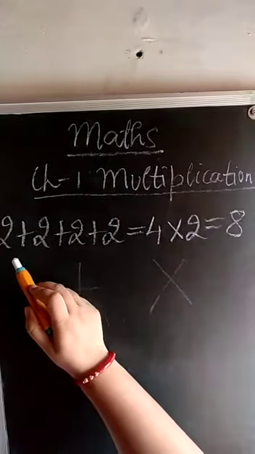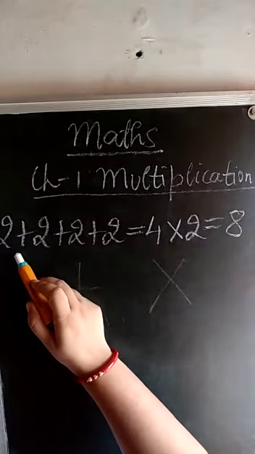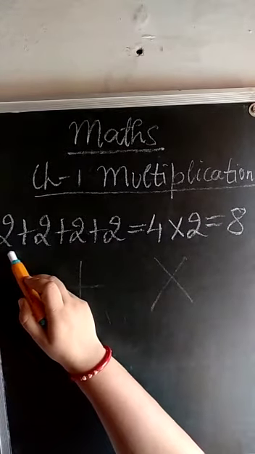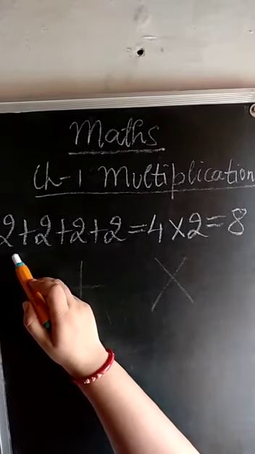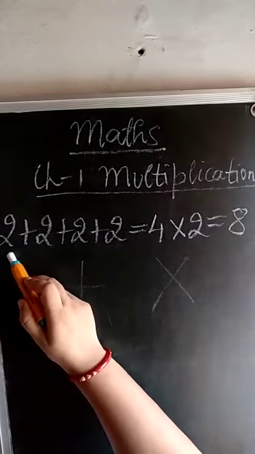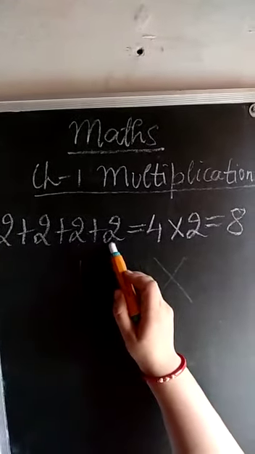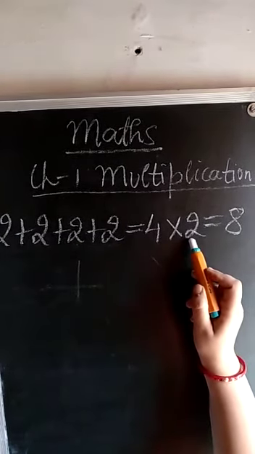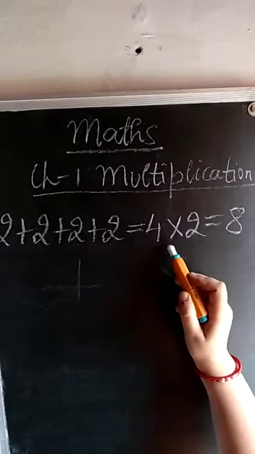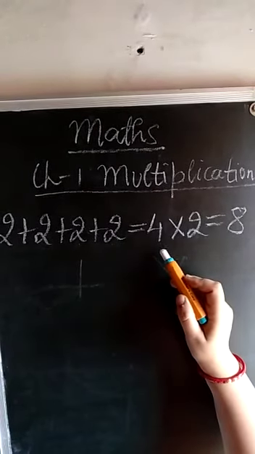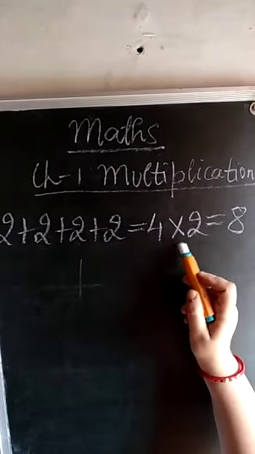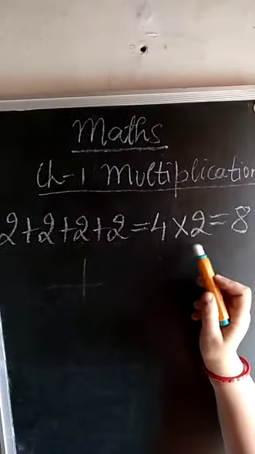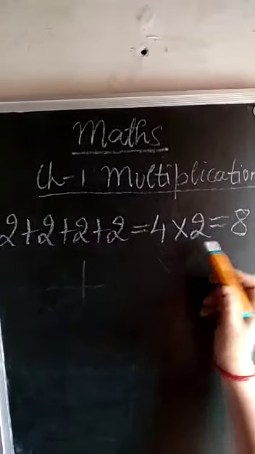Now here we have the number 2, but for how many times are we going to add it? 2 is the number, and how many times are we going to add this number? We should count it: 1, 2, 3, 4. Means we have added the number 2 four times. And how will we pronounce it? We will pronounce it as 4 times 2. And to solve this, we should say the table of 2 up to 4. 4 ones are 4, 4 twos are 8.